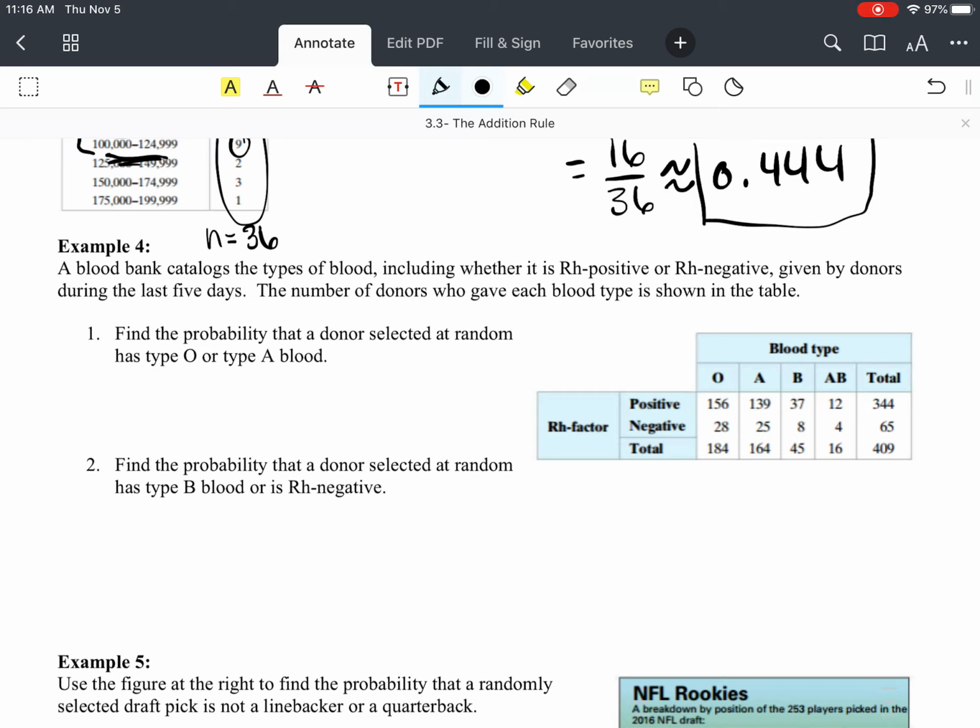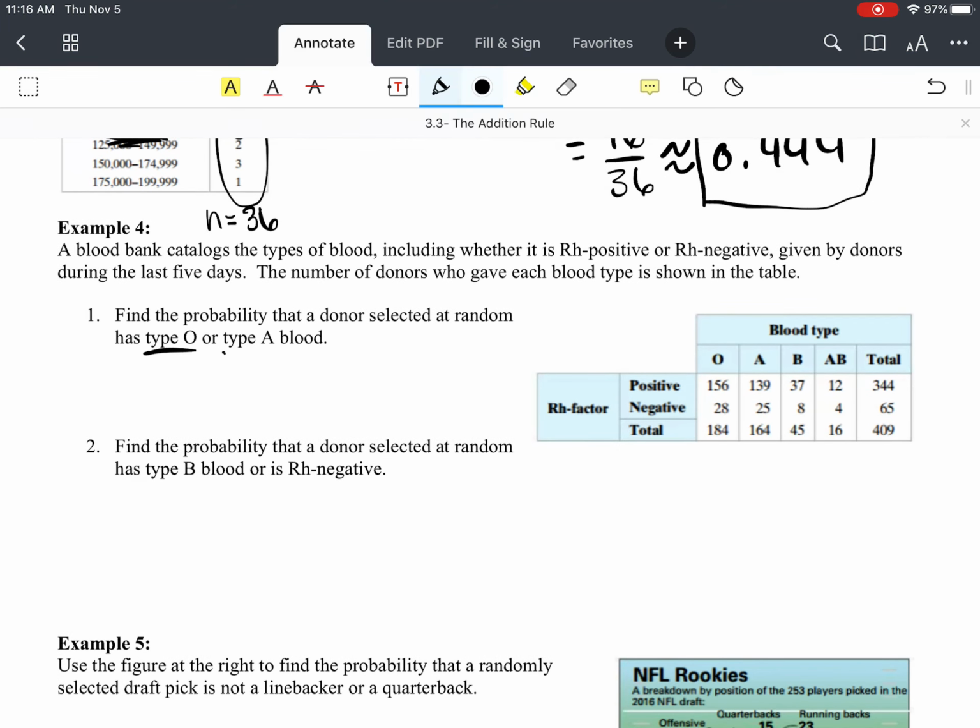Moving on, example 4, number 1, it says a blood bank catalogs the types of blood, including whether it's Rh positive or Rh negative, given by donors in the last 5 years. The number of donors who gave each blood type is shown in the table. In number 1, we want to find the probability that we select at random a type O blood or a type A blood.